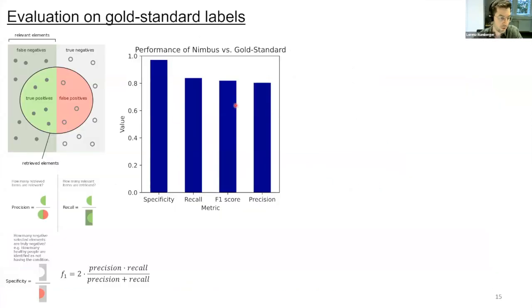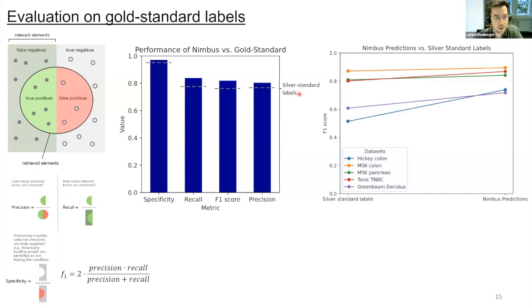So we evaluated the model versus the gold standard labels, and the F1 score, precision and recall are around 0.8. That's higher than the silver standard labels that the model got trained on. Then we looked at the individual datasets, and there it's the same picture. The silver standard labels are worse than our Nimbus predictions for every individual dataset. So our noise-robust training procedure actually improved the model, even though the silver standard labels are not perfect.